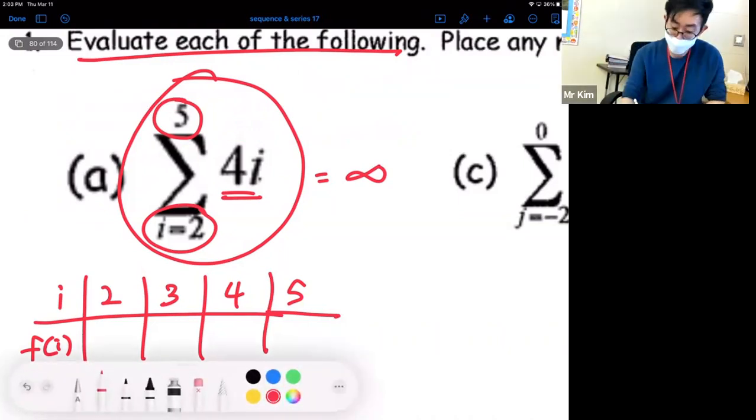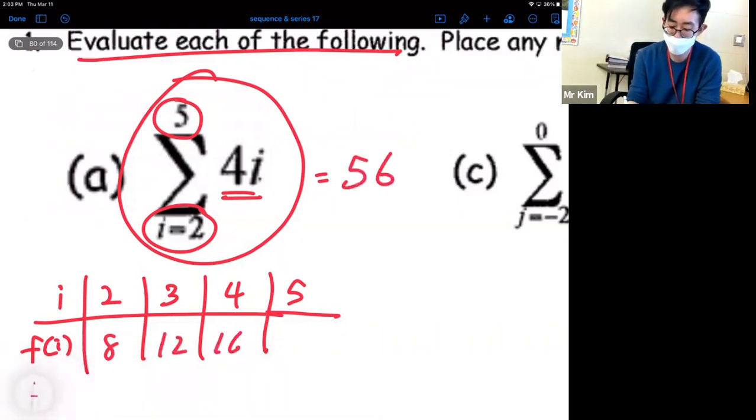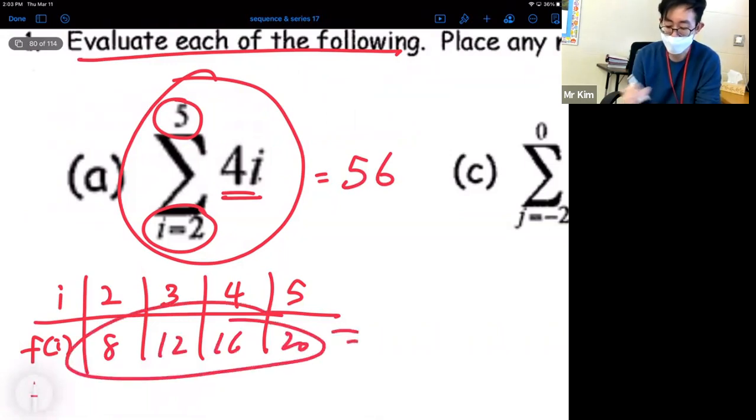So for this one, let's see. Emma, do you have the answer for this? Yes, the total answer is 56. So I'm sure you did this: 8, 12, 16, 20, and just added them up. This is basic mathematics, like adding them up. And so this is going to be 20 plus 36, which gives you 56.